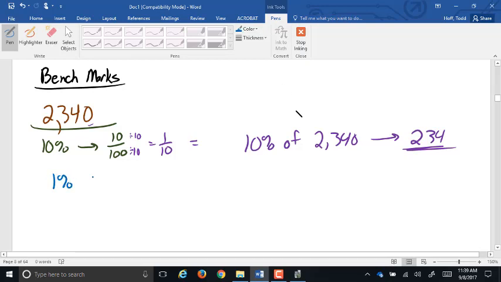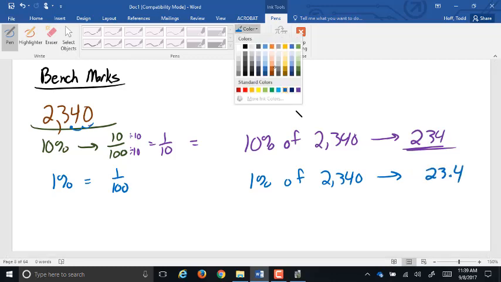One percent is 1 out of 100, or just dividing by 100. And we've already gone over, when we divide by 100, what does it do? Moves it 2 spots to the left. So 1% of 2,340 would be 23.4. Why is this so useful?